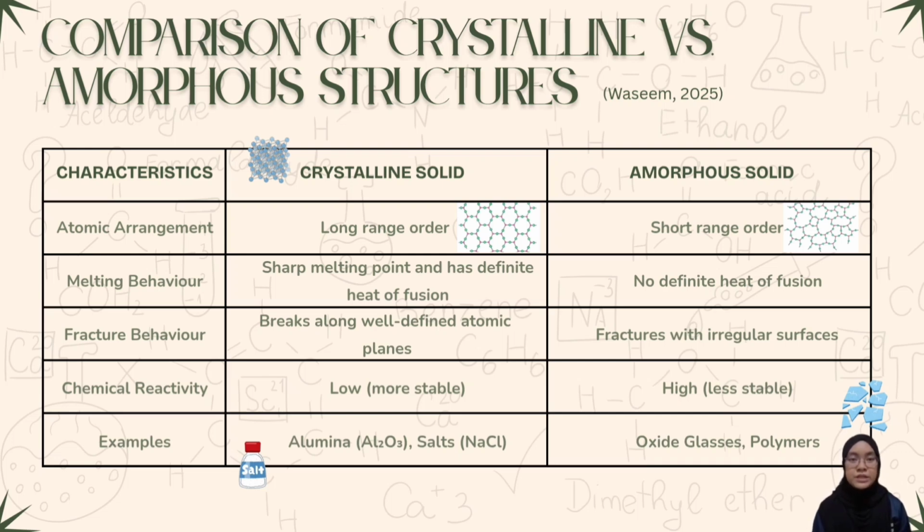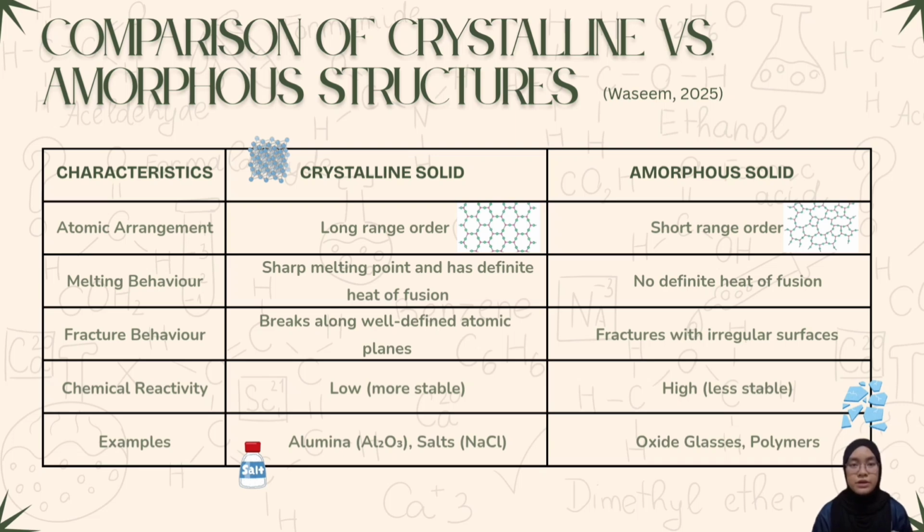While they might look identical on the surface, their internal engineering tells a completely different story. First, atomic arrangement. Crystalline solids possess a long-range order, meaning their atoms are arranged in a highly regular, repeating geometric pattern. On the flip side, amorphous solids only have a short-range order. Their particles are arranged randomly, lacking any long-term pattern. Because of this, they behave very differently under heat and force.